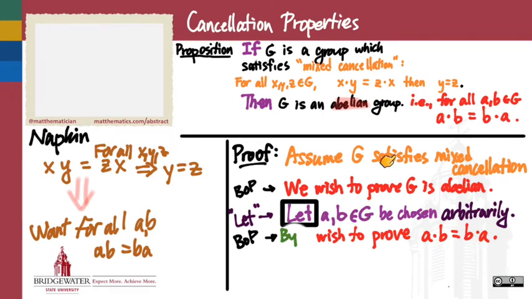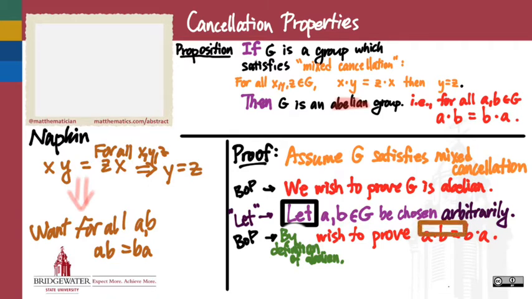Yeah? By definition of abelian? Yes, exactly. We're making an appeal to the definition of abelian group. By definition of abelian, we wish to prove AB is equal to BA. Right. Okay, so now we actually have to do that, and our burden of proof is that equation, AB equals BA.